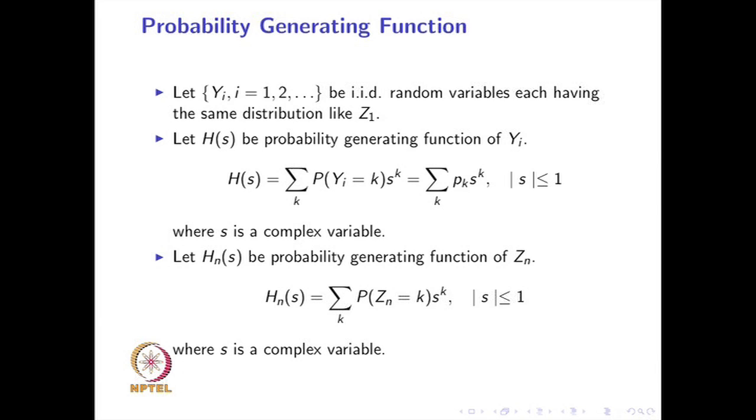Now we are going to discuss the probability generating function for the branching process. Let yi's be IID random variables, each having the same distribution as Z1. Let h of s be the probability generating function of yi's. Let hn of s be the probability generating function of Zn.